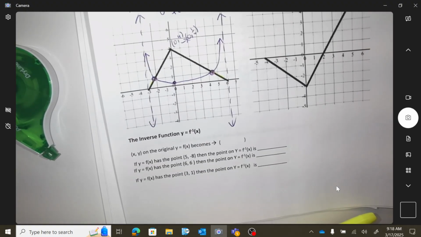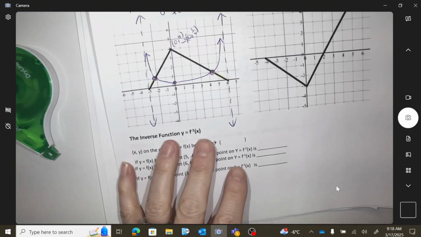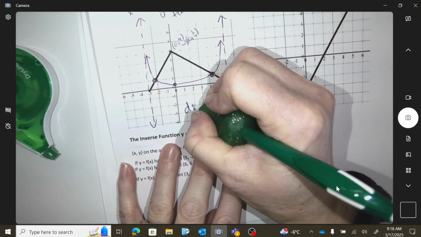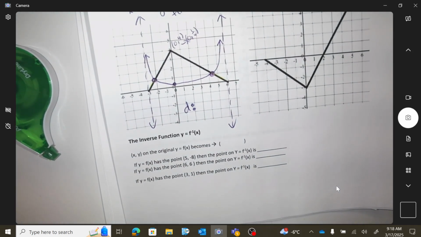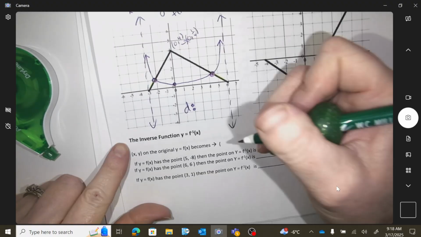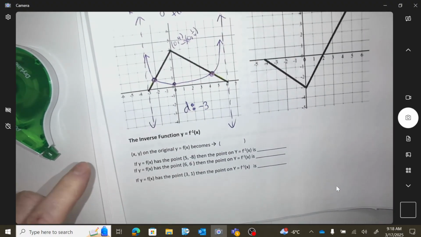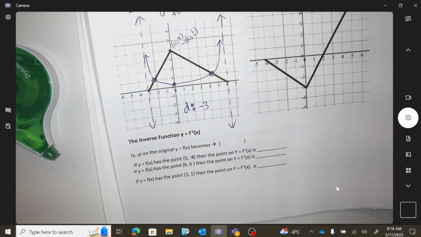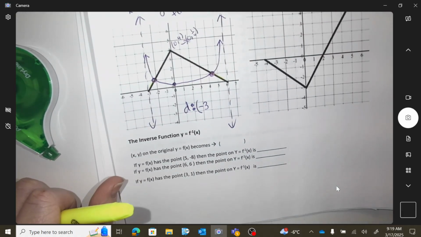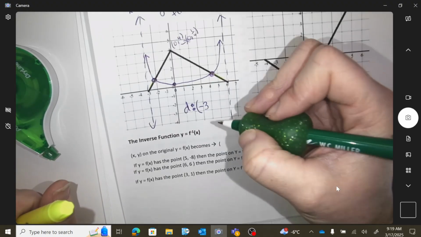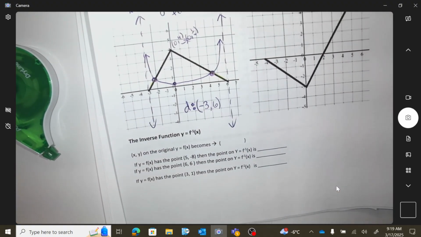What if I asked you the domain of my new graph? What do you know? What's the most left you ever travel? -3. Okay, we have to talk about our inclusivity brackets. Should I include that or don't include that? Don't include that. You don't touch it. You get close to it. You don't touch it, right? But with asymptotes, you never, never, never touch.